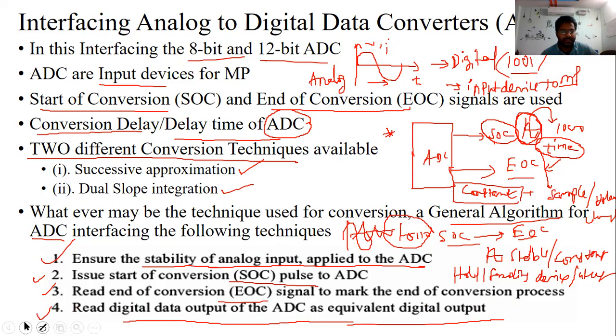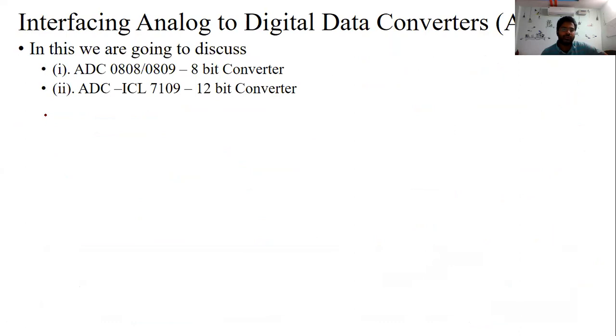Now see this. You can go for the different types of ADCs available to interface with the 8255 PPI. We are going to discuss two different ADCs. The ADC 0808 or 0809 is an 8-bit converter. In this conversion technique, you can use successive approximation.